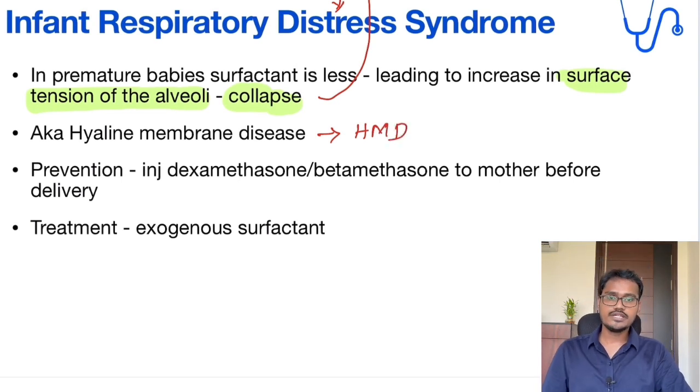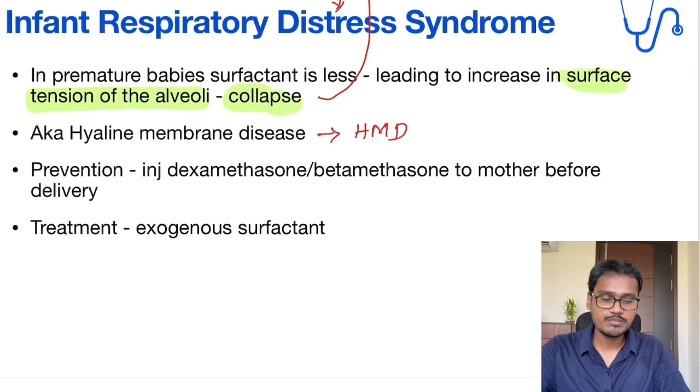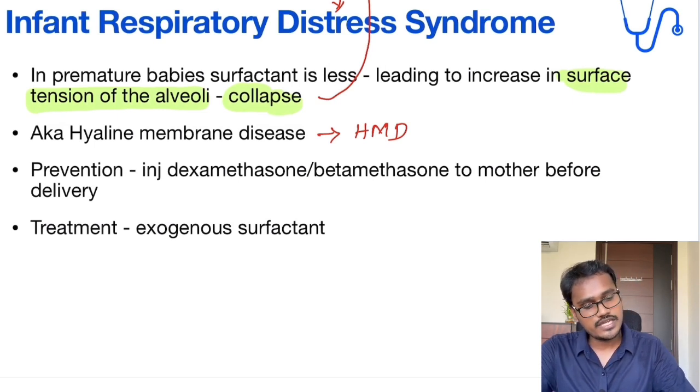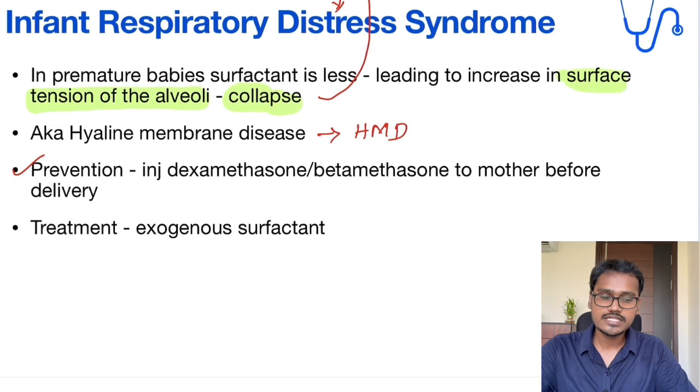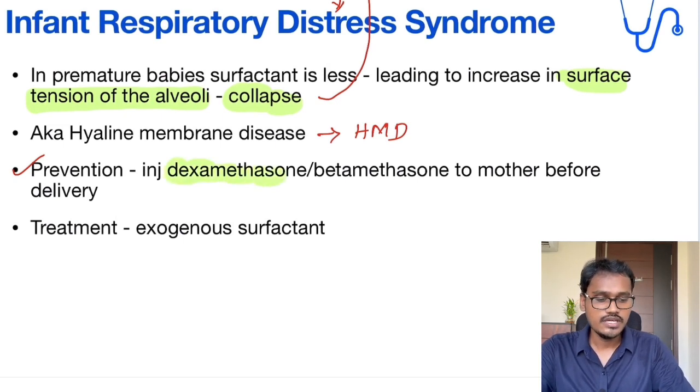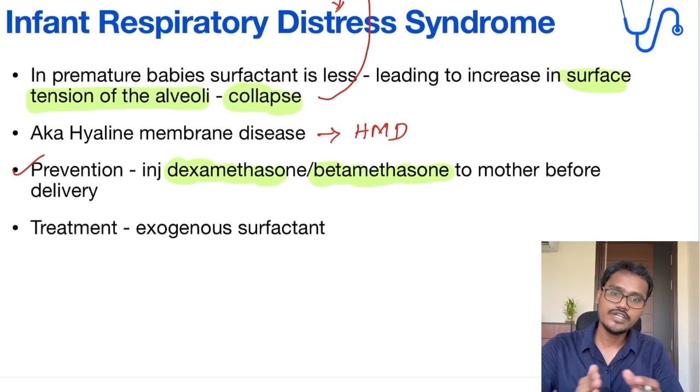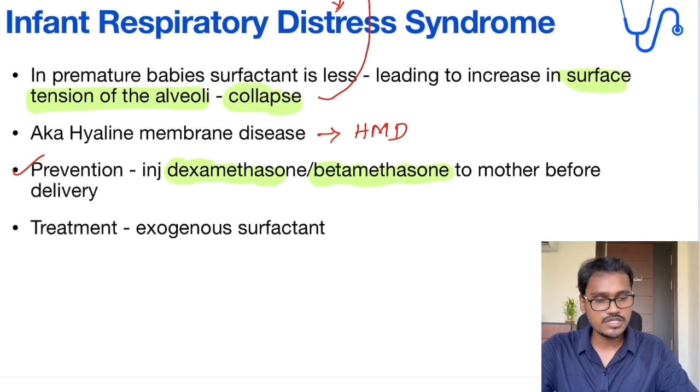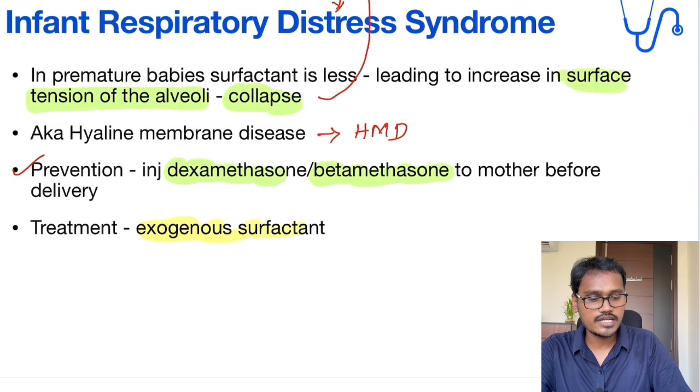So how can you prevent it? If the baby is born, obviously we have to treat it, but before the baby is born, is there any way to prevent this? There is one way we can do, which is injection dexamethasone, which is a corticosteroid, and we know that corticosteroids increase the surfactant proteins, or betamethasone to the mother. Actually we are giving it to the mother so that the fetal lung maturity happens and then the delivery can be conducted. Suppose the baby is born prematurely, then our only option is to give exogenous surfactant directly to the baby.